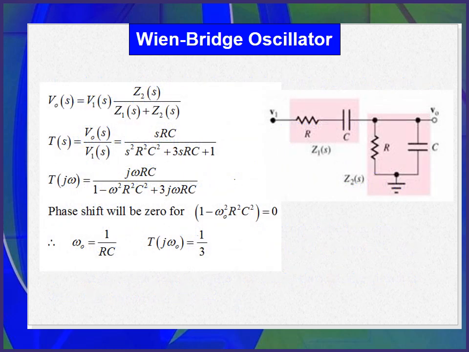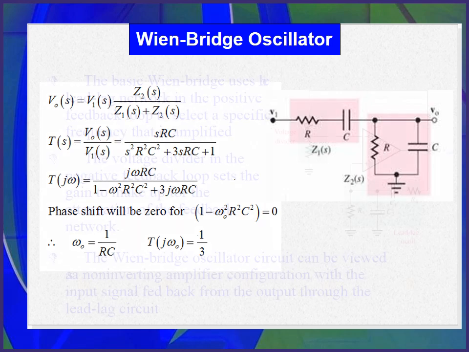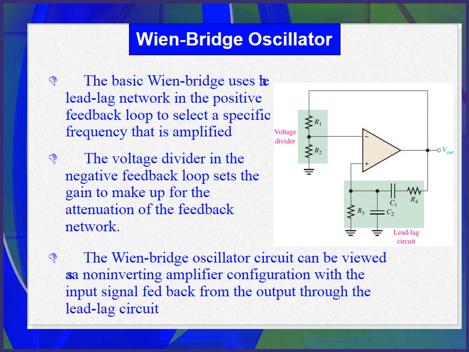Here are the formulas for the output voltage gain in the Wien bridge oscillator circuit. The phase shift will be 0 when 1 minus omega naught squared R squared C squared equals 0. The basic Wien bridge uses a lead-lag circuit in the positive feedback loop to select a specific frequency that is amplified.